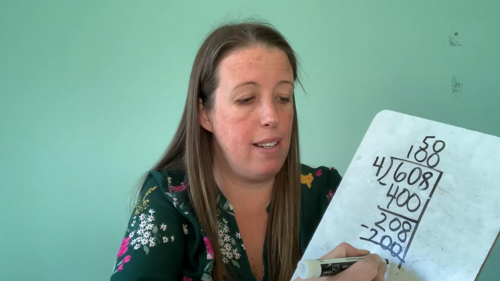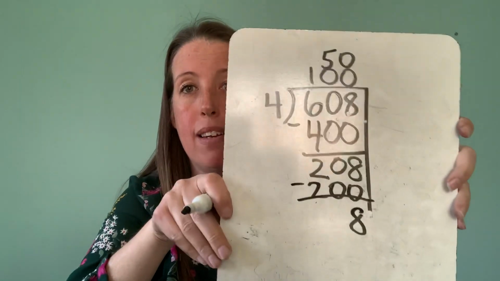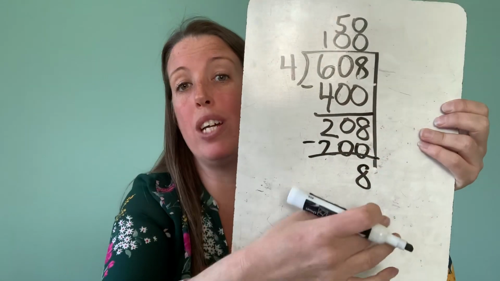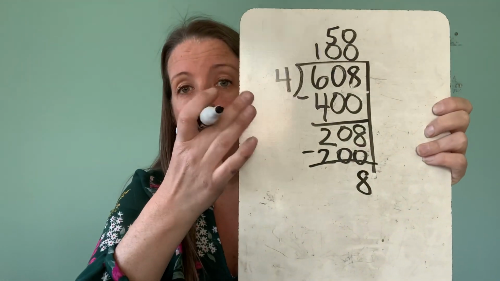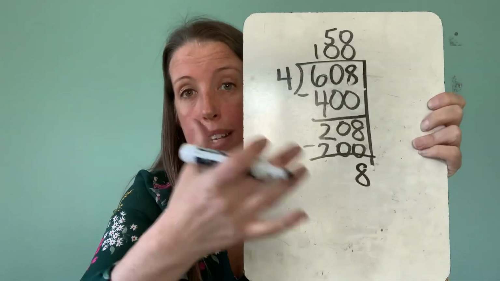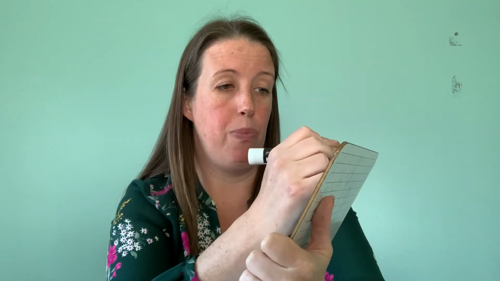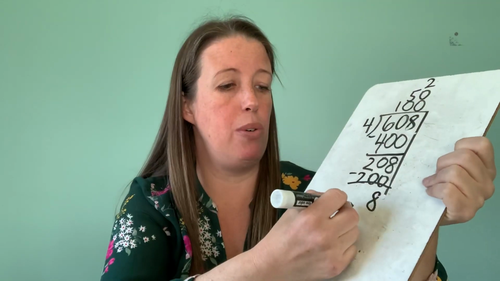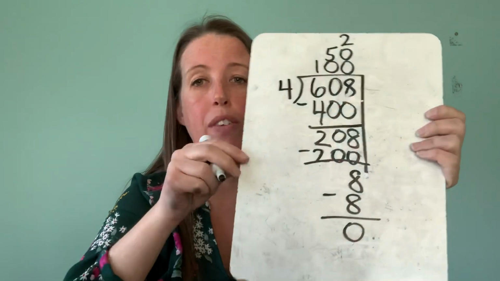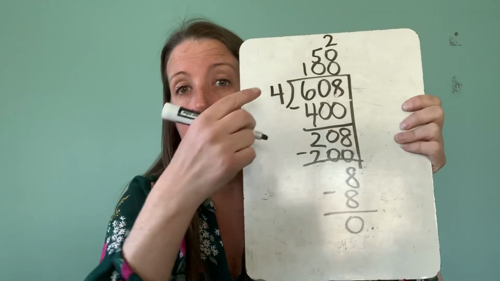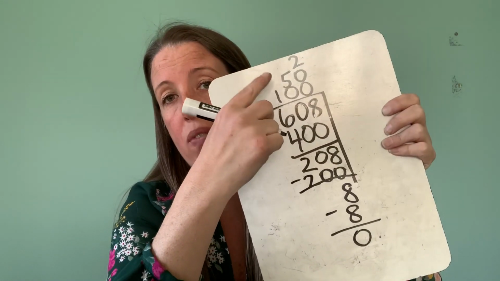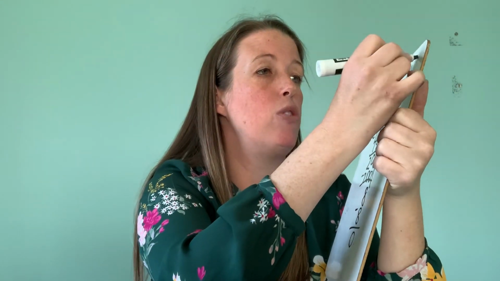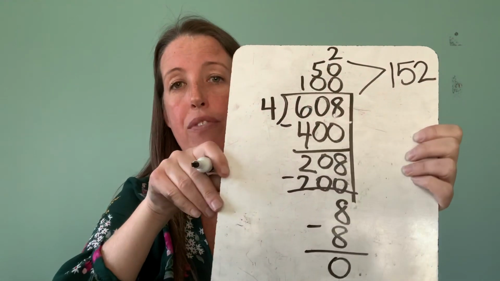When I subtract it, I'm now left with 8. So look at this, I've taken away 2 chunks and now I'm down to my last piece. 4 times what would be 8, or 8 divided by 4, 2. 4 times 2 is 8, and again I reached my goal of getting all the way to 0. So my final step, add up the parts. 100 plus 50 plus 2 is going to give me a quotient of 152.